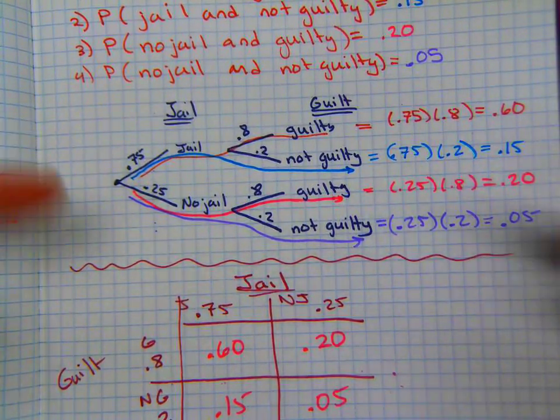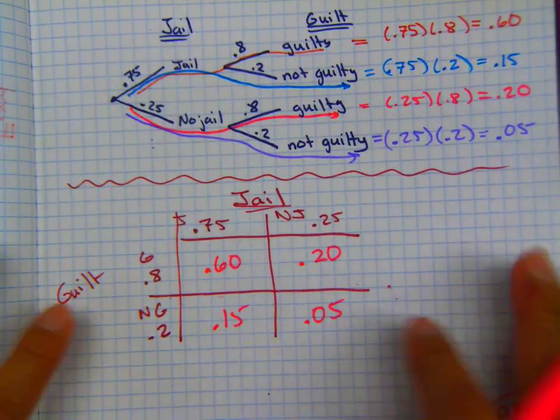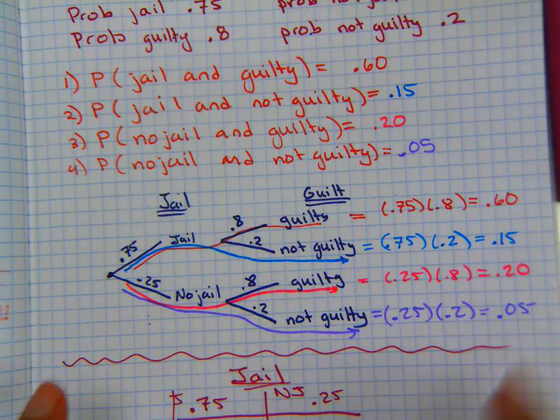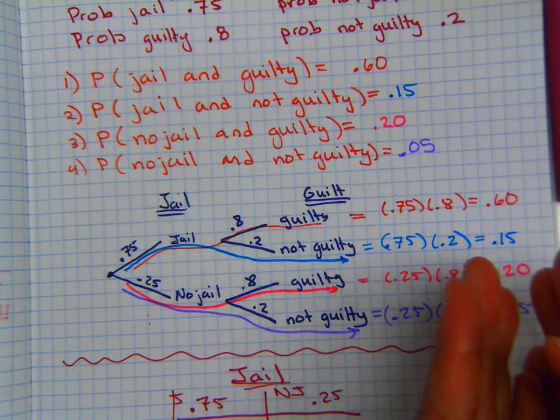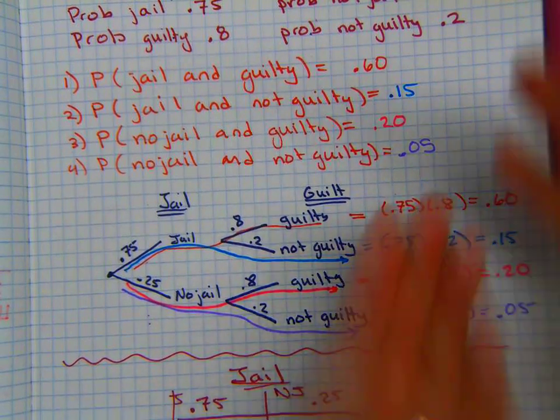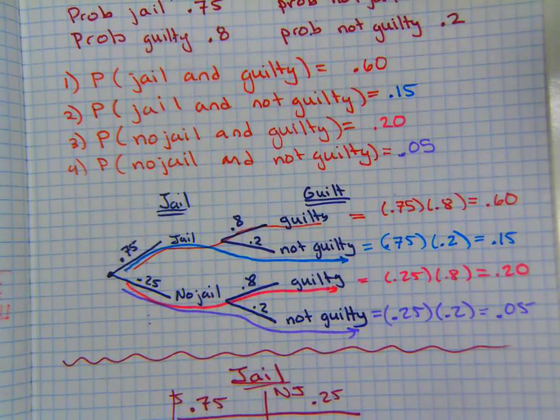The advantage of a tree diagram is we're limited to 2 situations at a table. In a tree diagram, I could have 3 situations. I could bring in jail, guilty, and ethnicity or something like that. So we could bring in more than one thing. All right, what I'd like you to do is go ahead and flip the page, and try a problem using a tree diagram.